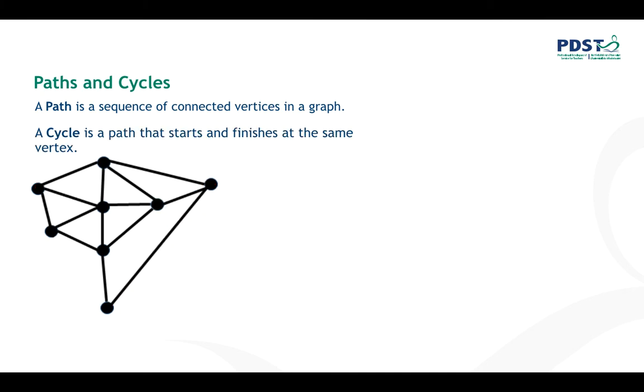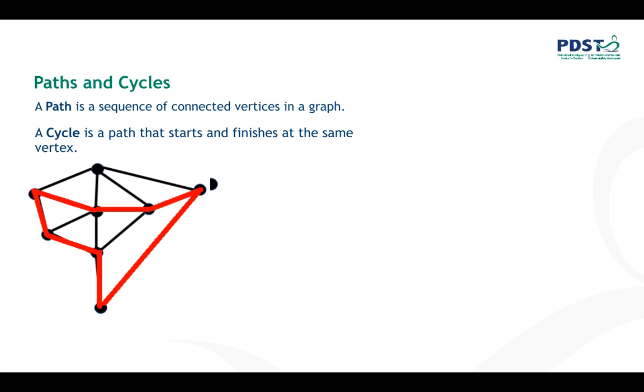Okay, a cycle though is a path that starts and stops at the same point. So it's a loop basically. There we go, it's a loop. It starts at one point and it stops at the same point. And you can see that the cycle here, we don't know where it starts and where it stops. We just connected a sequence of nodes in a loop.